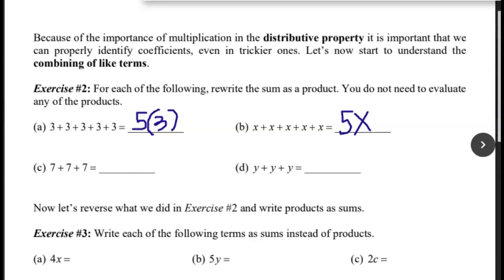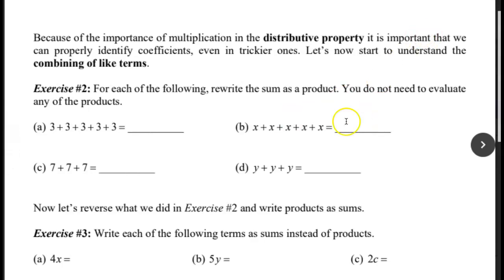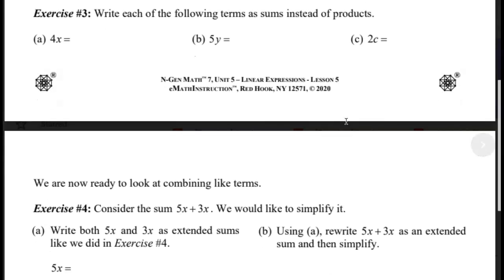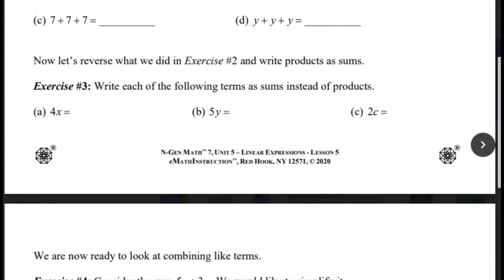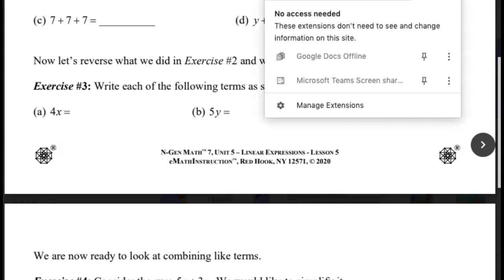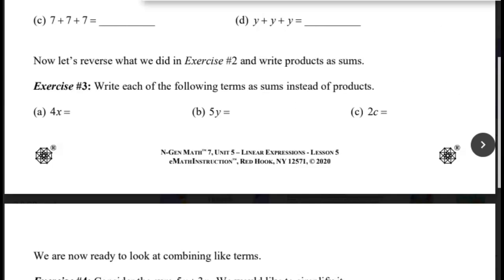All right, time's up. So we clear this and we'll move to the next. Okay, so let's go to, I could not move it. Let me go out. So let's go to exercise number 3. All right, for exercise number 3, write each of the following terms as sums instead of product. So I'm gonna write each of this term as sum of them, not the product of it. How are you gonna write that?